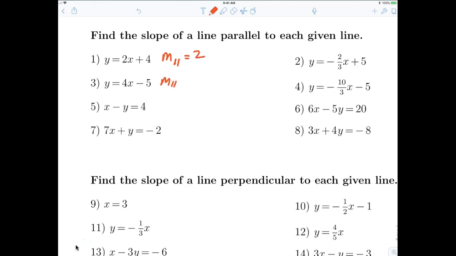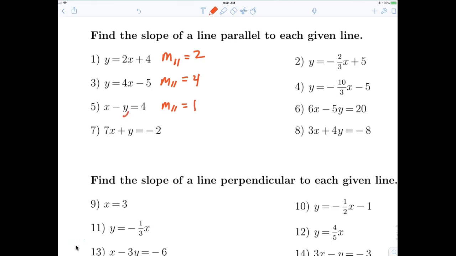Slope of the parallel line would have to be what? 4. Slope of the parallel line. Now you got to do some mental math here. It's not in the right format. Slope is 1. Very good.